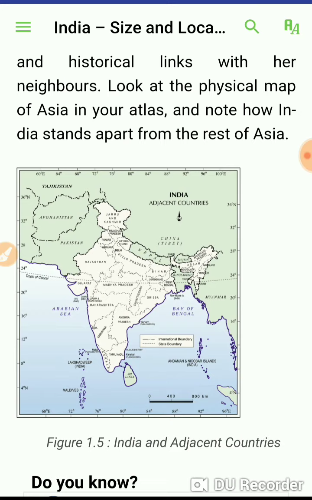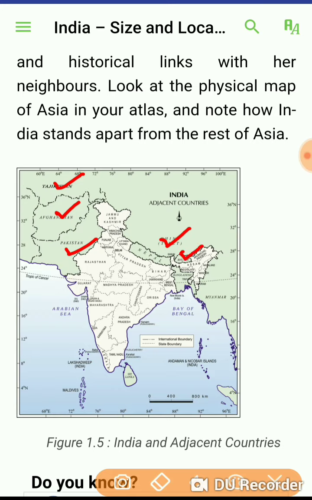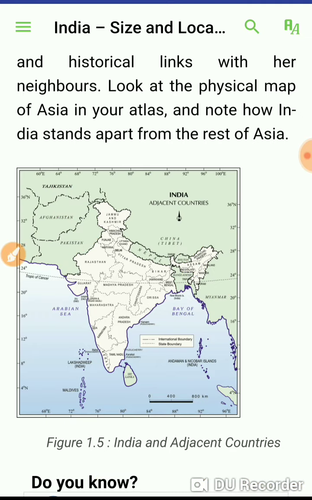That is the political map of India, and all the neighbors are given here. Pakistan is here, Afghanistan, Tajikistan is here, China, and Bhutan is here, Bangladesh is here, and Myanmar.